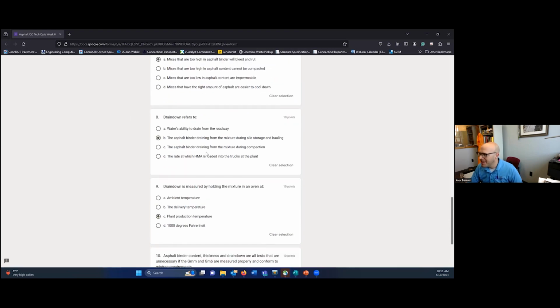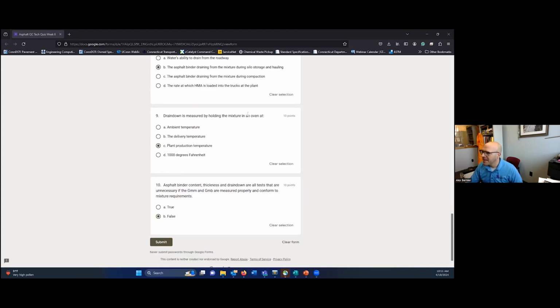So, question number 9. Drain down is measured by holding the mixture in an oven at, and we have 4 different temperatures here: ambient temperature, meaning room temperature, the delivery temperature, plant production temperature, or 1,000 degrees Fahrenheit. Well, if you were paying attention during the PowerPoint, 1,000 degrees is above the flash point or ignition point of binder. So we would be burning away the asphalt there. So it's not D. Ambient temperature, that's, roads are at ambient temperature. If we have concerns that asphalt is going to run away from our roads at that temperature, we have real problems. So now we're dealing with the delivery temp or plant production, B or C.